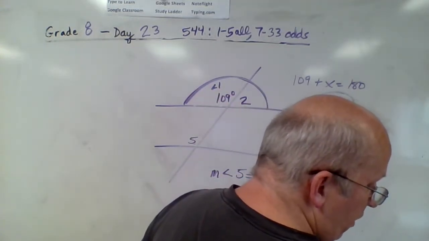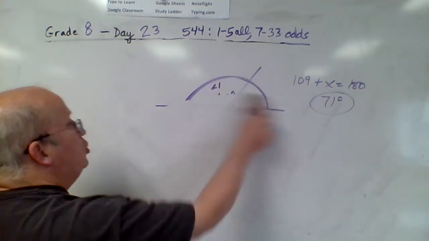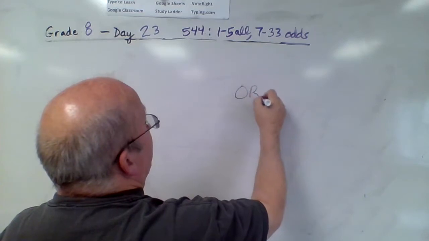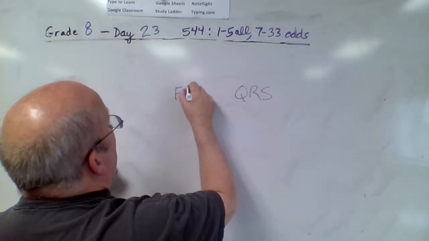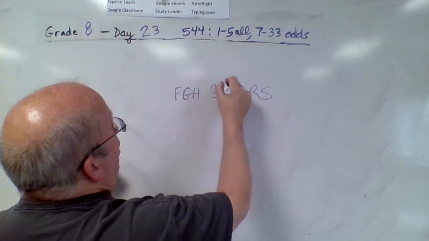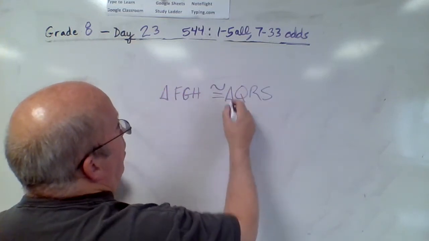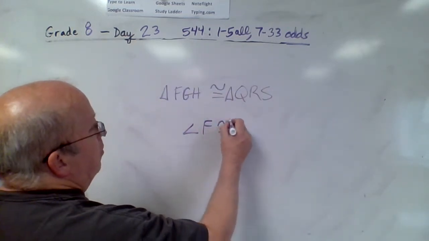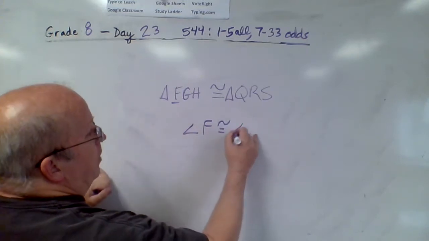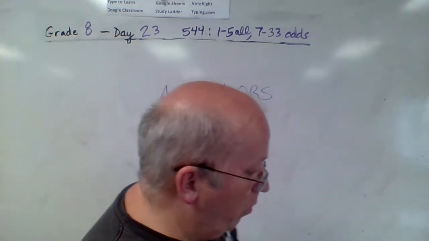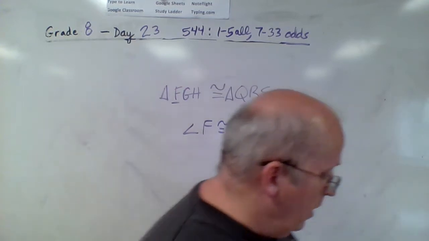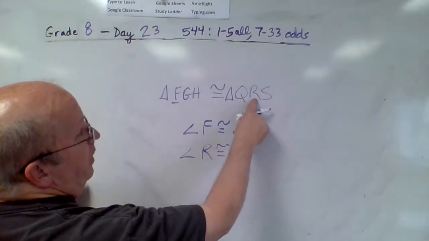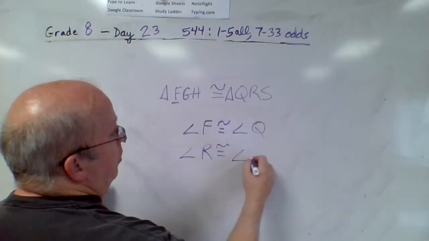Complete each congruent statement if triangle FGH is congruent to triangle QRS. And let's try number 10. Angle F must be congruent to, well, that's the first angle, so it's got to be angle Q, right? According to the way we discuss things in class. How about number 12? Angle R has to be congruent to, oh, that's the second angle, has to be congruent to angle G.